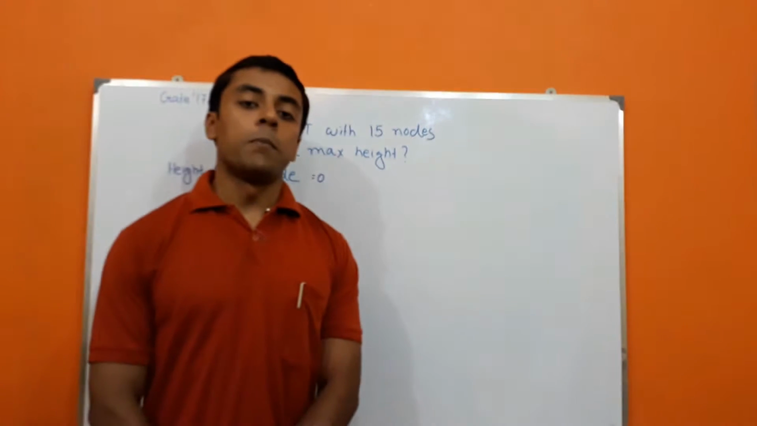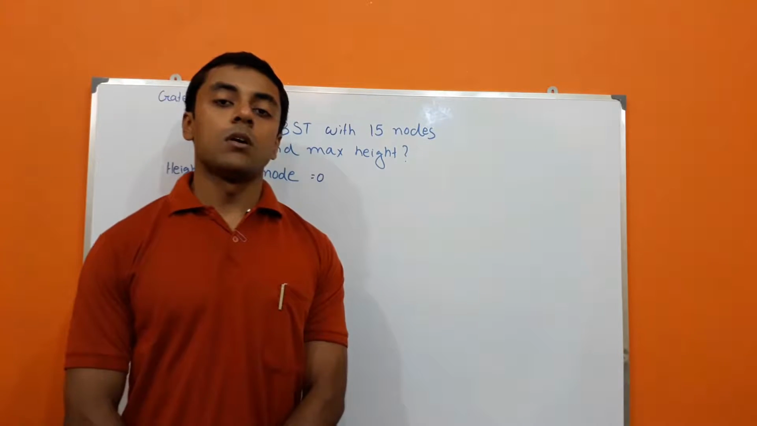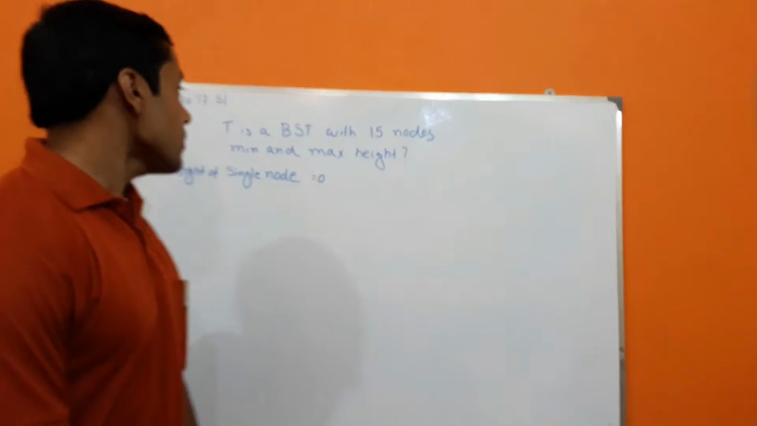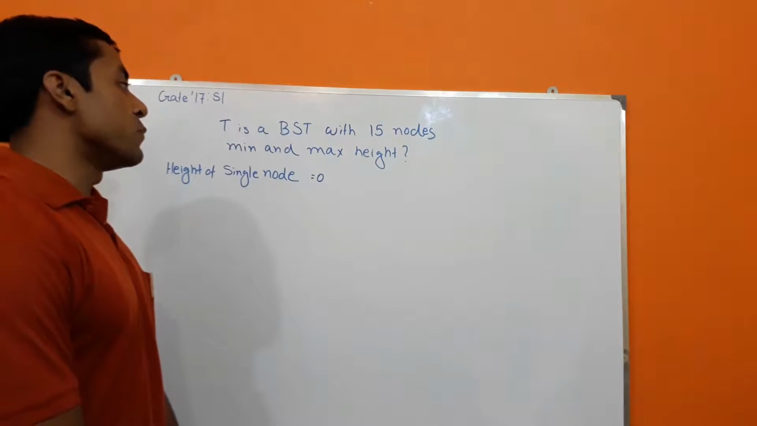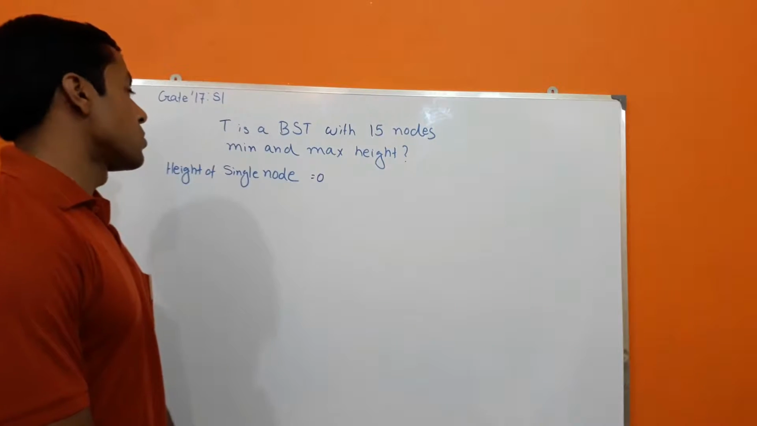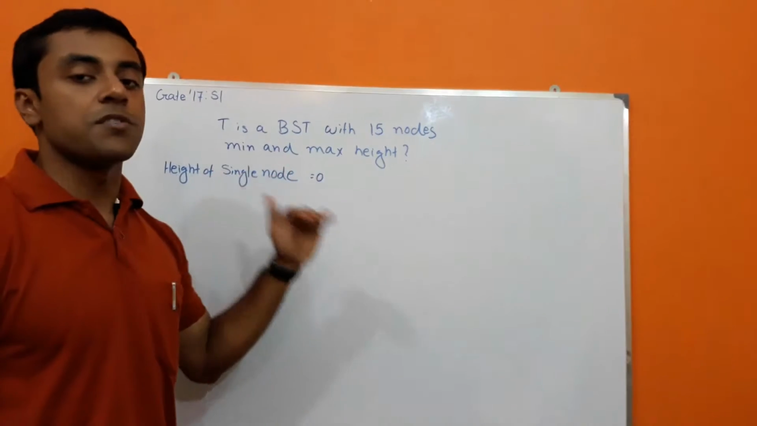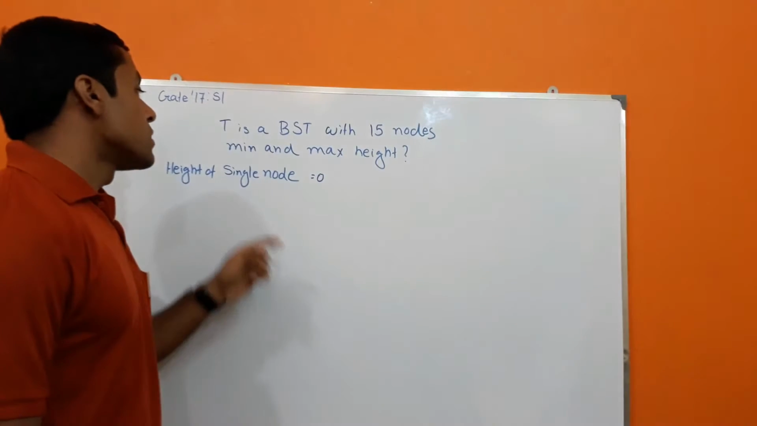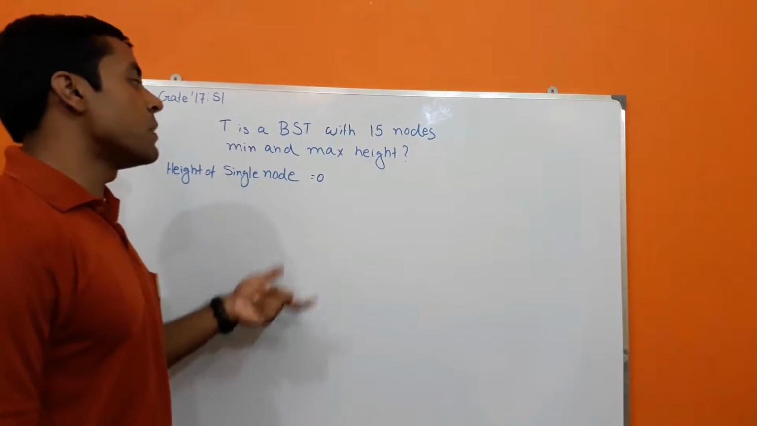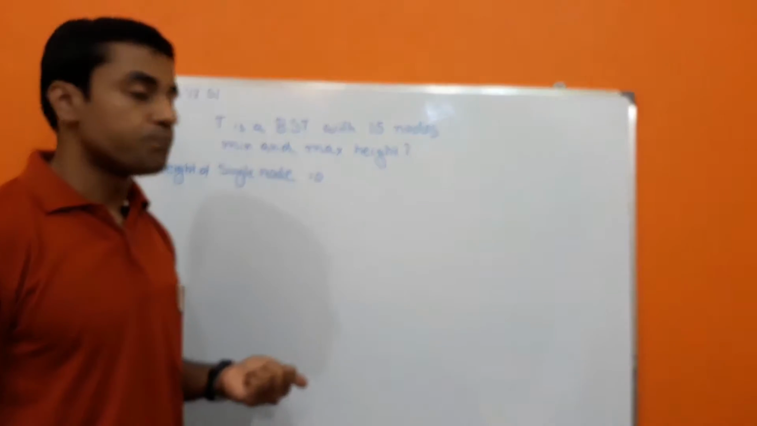This question is from GATE 2017. This is on data structures. The question is, let T be a binary search tree with 15 nodes. So T is a binary search tree with 15 nodes, and we have to determine the minimum and maximum height of this tree.